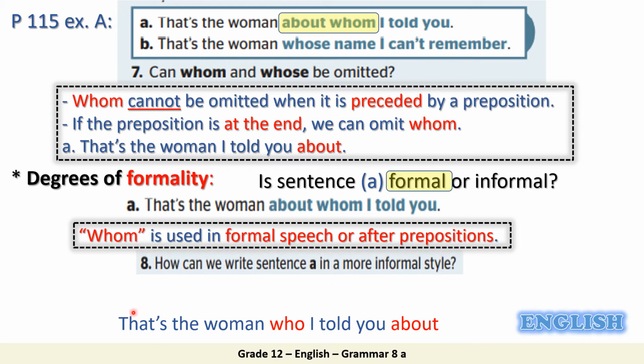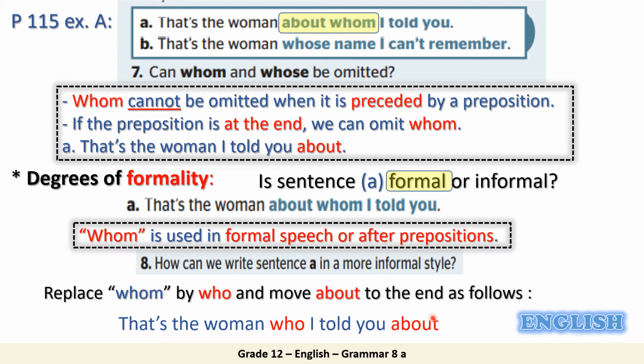There is another question. How can we write sentence A in a more informal style? Right, we should omit whom and replace it by who, right, and move about to the end. So it can be, that's the woman who I told you about. Okay, is it clear?